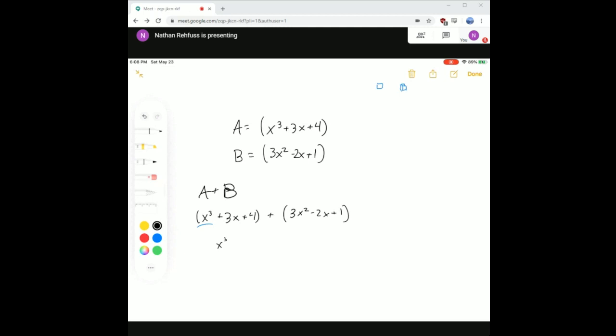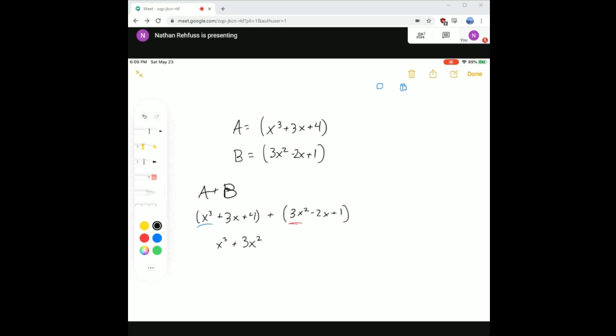So next I'm going to look at the power of 2. This 3x squared doesn't have any friends either. There's no second power in A. So 3x squared just stays itself. X cubed and 3x squared certainly aren't like terms. They're cubes and squares. They're apples and oranges.